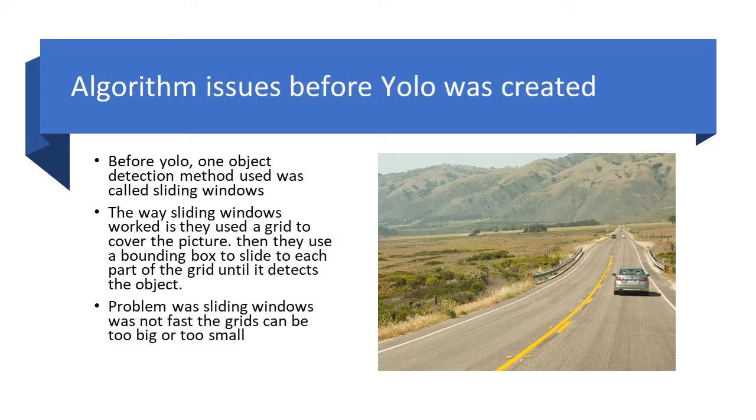Algorithm issues before YOLO was created. Before YOLO, one object detection method used was called sliding windows. The way sliding windows worked is they used a grid to cover the picture, then they used a bounding box to slide each part of the grid until it detects the object. The problem was, sliding windows was not fast, and the grids could have been too big or too small. Here's an example of sliding windows. As you see, it goes from left to right, and it's pretty slow. It keeps going until it finds the object.